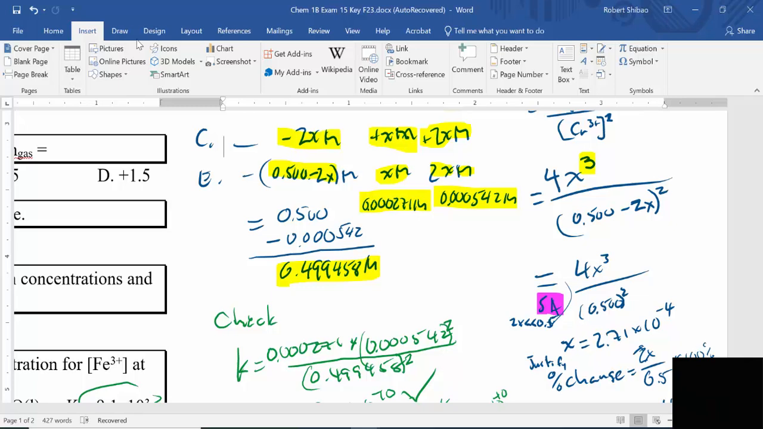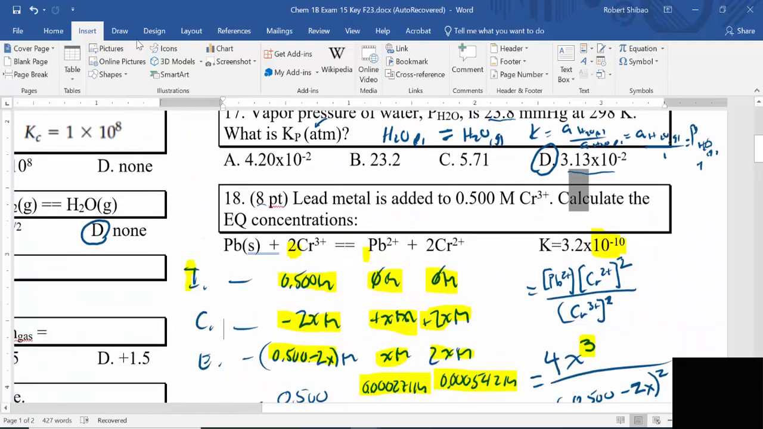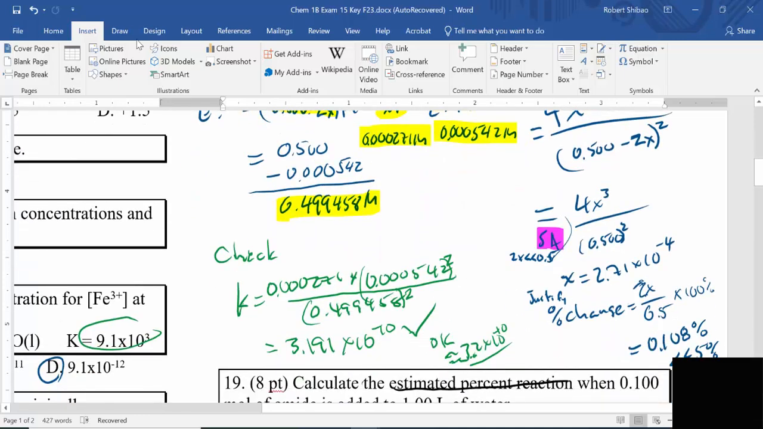All right, if that's the case, then this simplifies to this. This is just going to be 4x cubed divided by 0.5 squared, and then solve for x. When I solve this for x, this is going to equal K. What was the K value? 3.2 times 10 to the minus 10. x comes out to 2.71 times 10 to the minus 4.